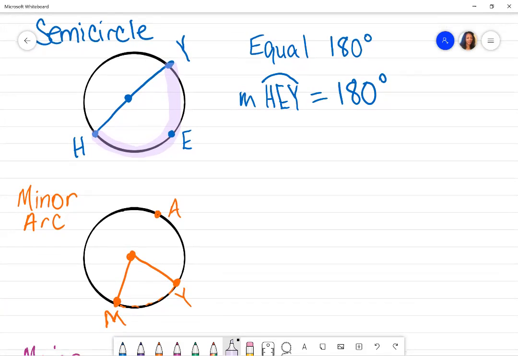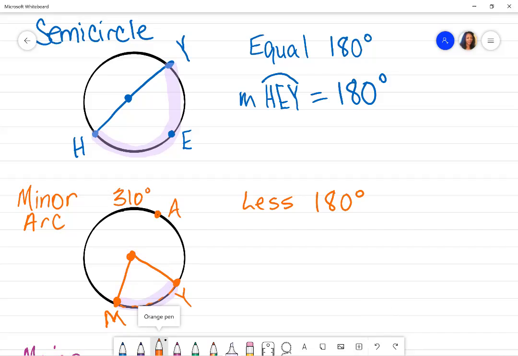Another arc is called a minor arc. The minor arc has the characteristic that it's less than 180 degrees. In this instance, there's nothing given, but let's say that I know this entire side is 310 degrees, and what I'm looking for is just a minor arc. The minor arc in this example has two endpoints, M and Y, and they connect to a central angle here. But again, I'm only looking for the arc, which is the part that makes up the circle.